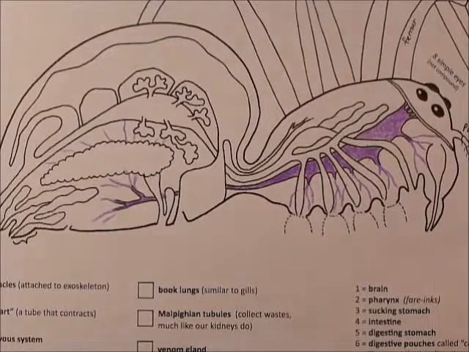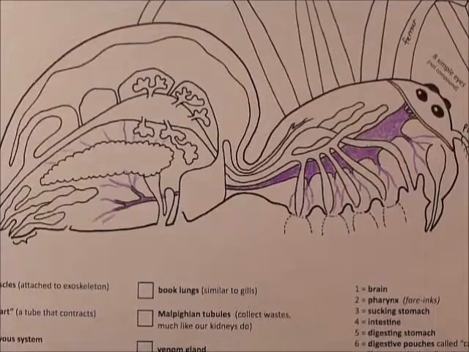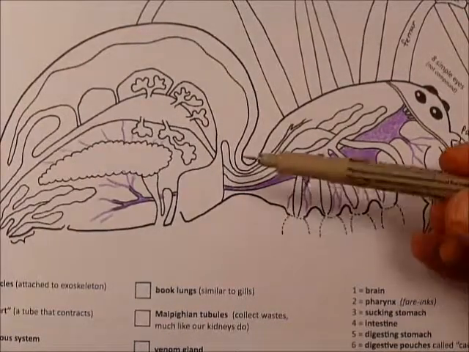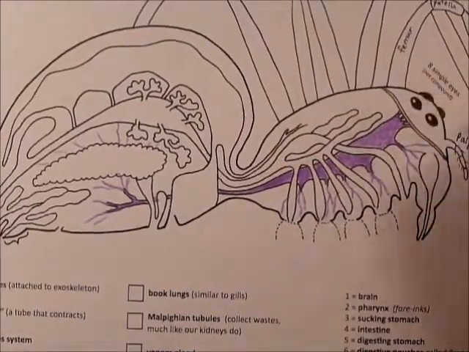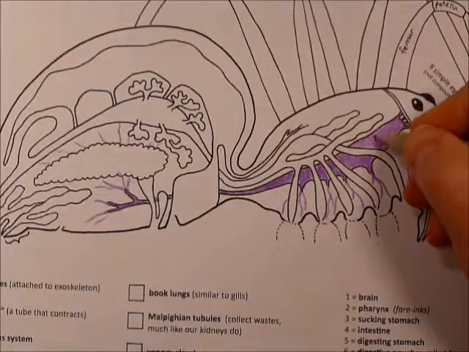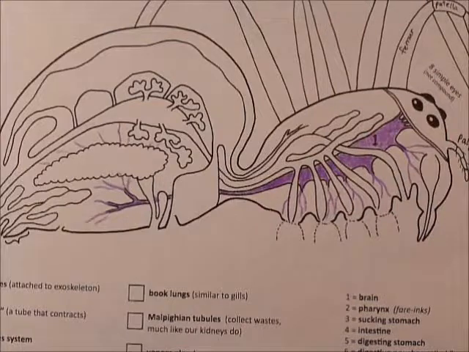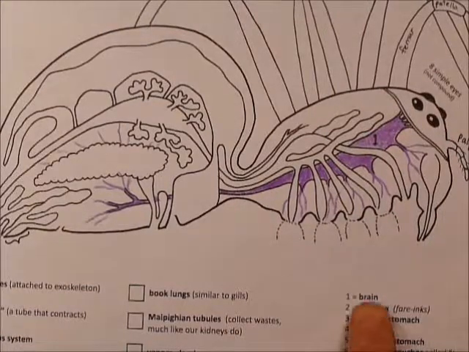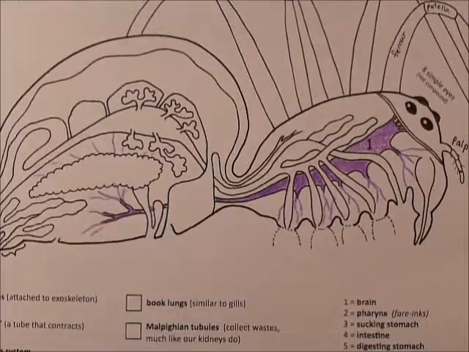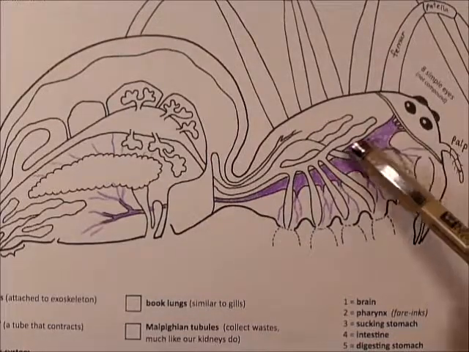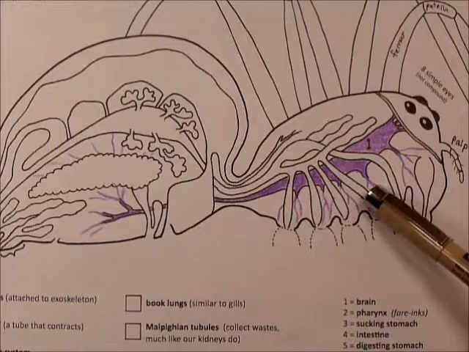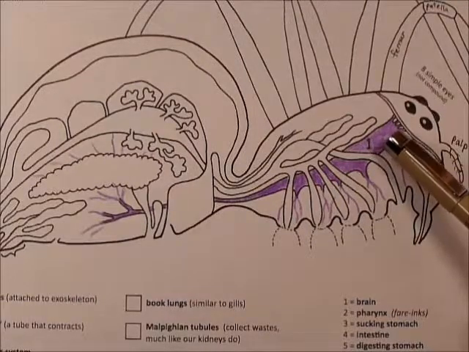And then we could go ahead and label this main area here number 1. And that's why I'm using a nice pen. It's going to go on top of the pencil really well. But if you have a black pencil, that'll work too. And label that 1. And that down here says brain. Now it's a simple brain, nothing like yours. But it's just complex enough to be able to control the spider's behavior to a substantial degree.